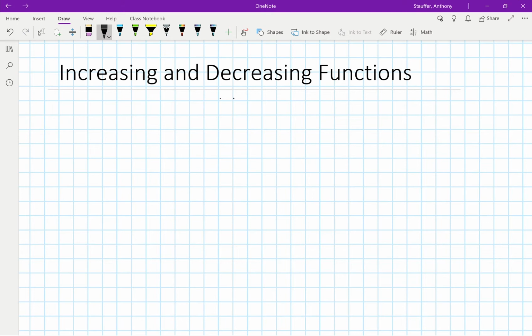Now, from before, we remember, well, what was a derivative? And we have to remember, the derivative represented the slope of the tangent line. So we have to remember, derivative is the slope of the tangent line. Okay. And that's very, very important as we're going to continue through this.